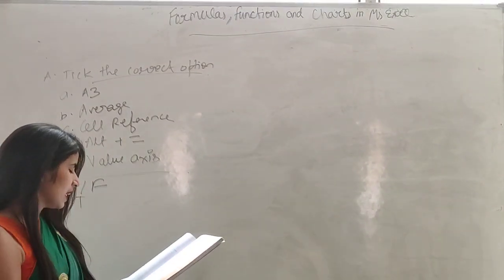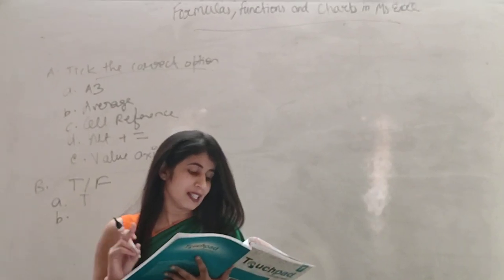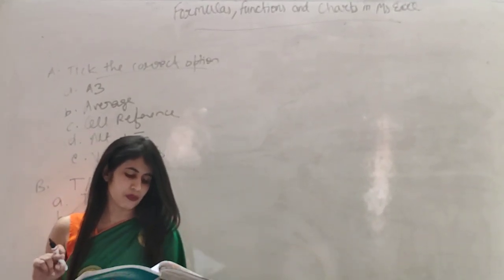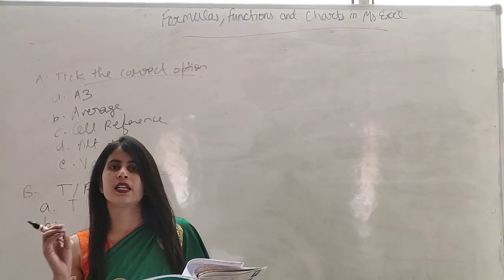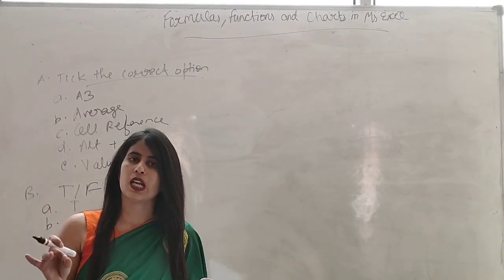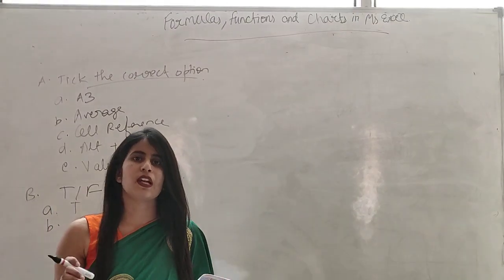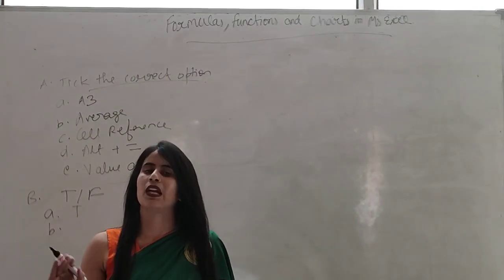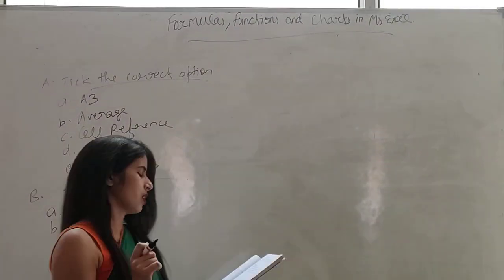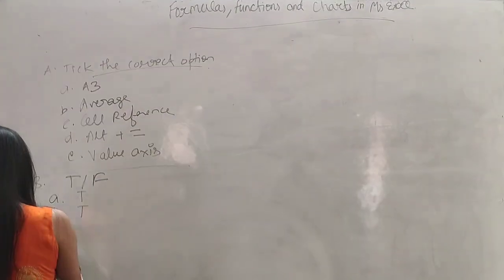Okay. Second is, Excel calculates multiplication and division before addition and subtraction. It is true. Why? Because in the BEDMAS rule, we first evaluate the multiplication and division, and after that we evaluate addition and subtraction. So it is also true.